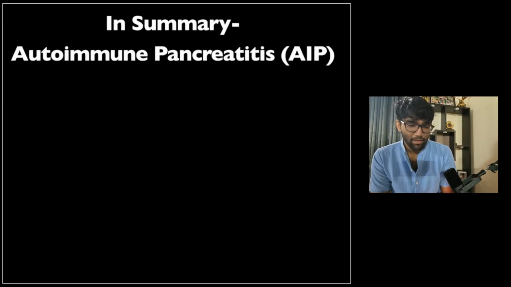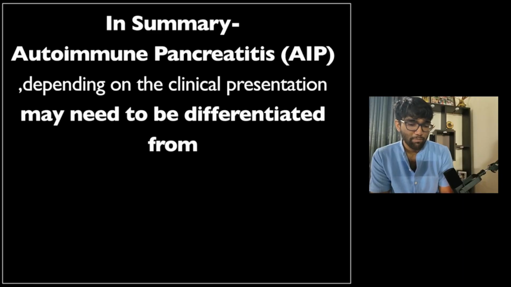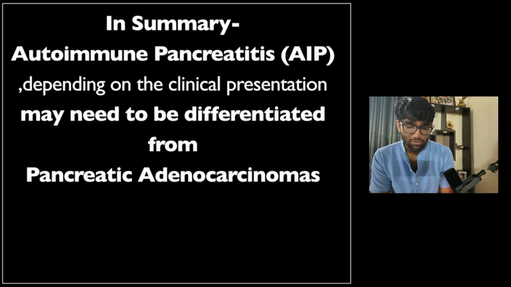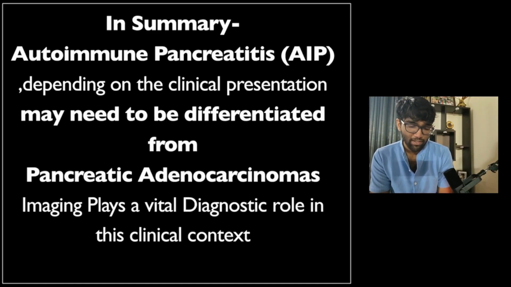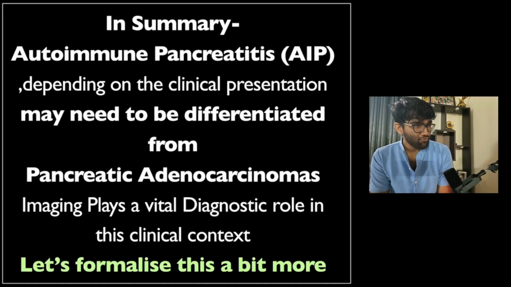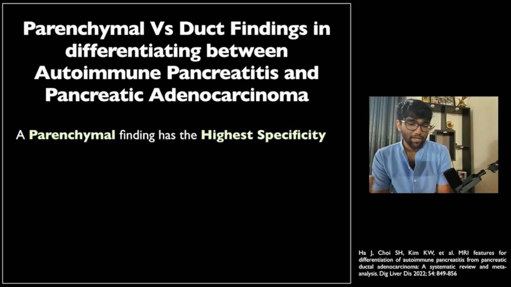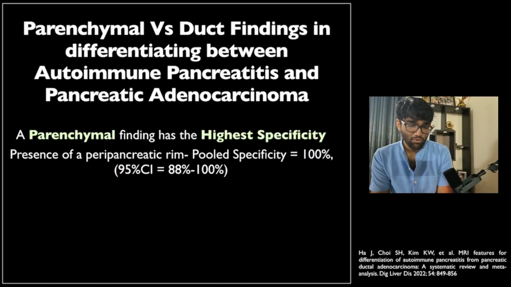So in summary, autoimmune pancreatitis, depending on the clinical presentation, may need to be differentiated from pancreatic adenocarcinomas and other neoplastic lesions within the head of the pancreas. And imaging plays a vital diagnostic role in this clinical context. So we'll formalize this a little bit more. While comparing parenchymal versus duct findings in differentiating autoimmune pancreatitis from pancreatic adenocarcinoma, a parenchymal finding actually has the highest specificity. The presence of a peripancreatic rim, that rim of tissue showing delayed enhancement, has the highest pooled specificity, approaching 100. Okay, so it's almost pathognomonic.